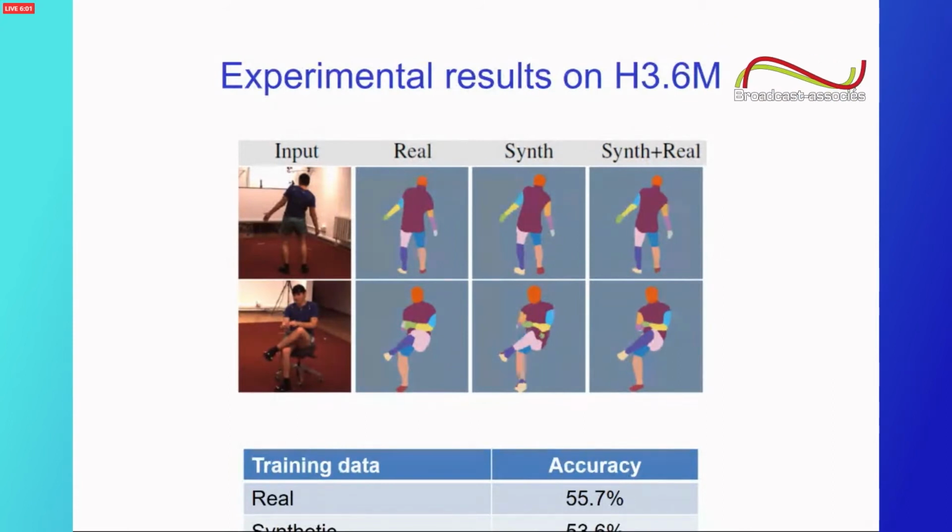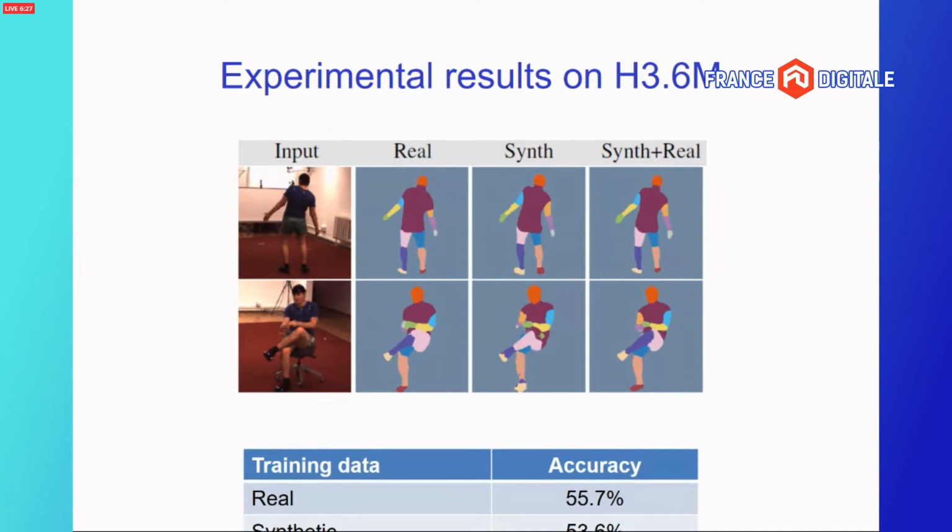In the next column, we can see results if our model is trained on real data, then if we train the model on synthetic data, and finally in the last column, training on synthetic and real data. We can see visually that training on synthetic and real data improves the performance. The table below measures this improvement using accuracy of the pixel labels.